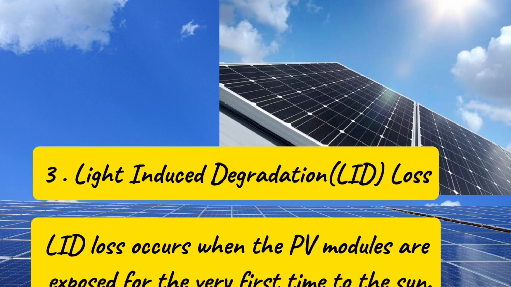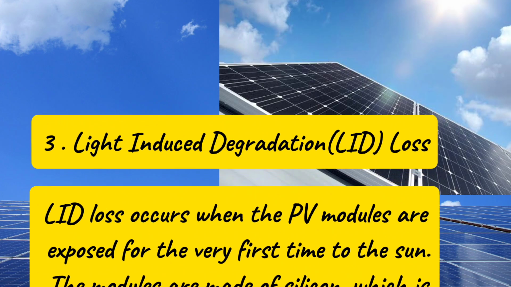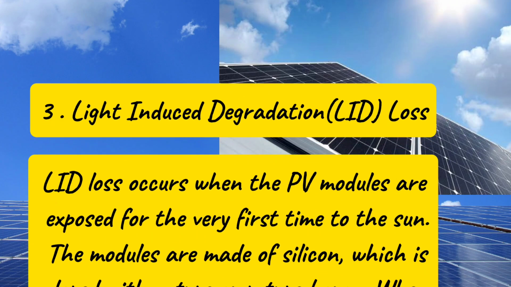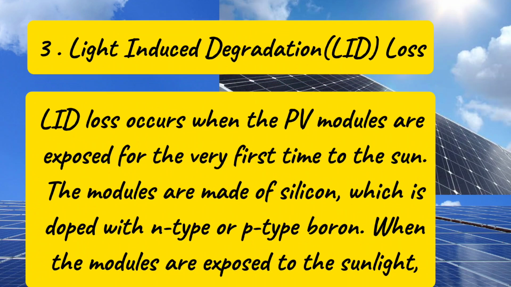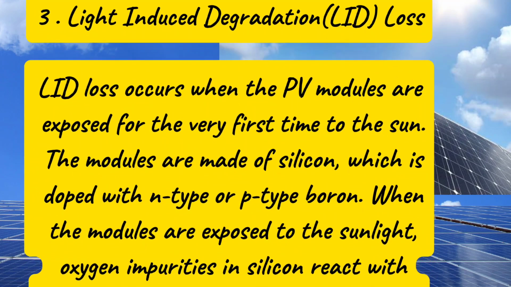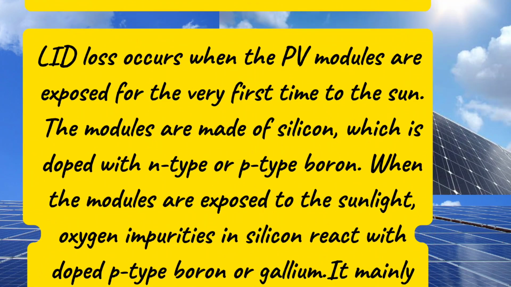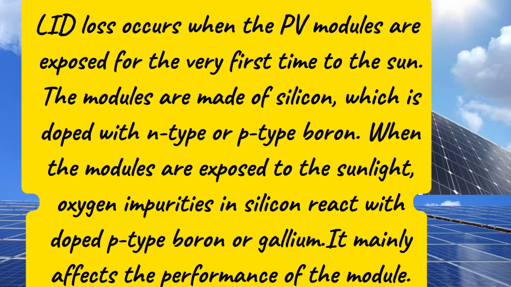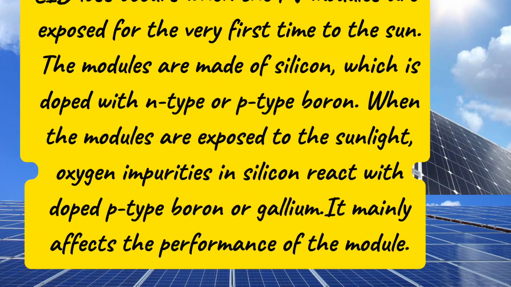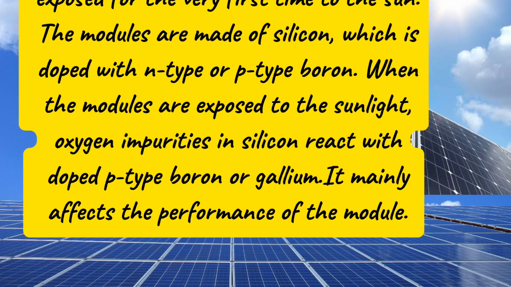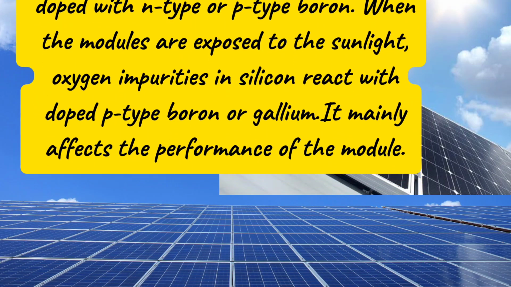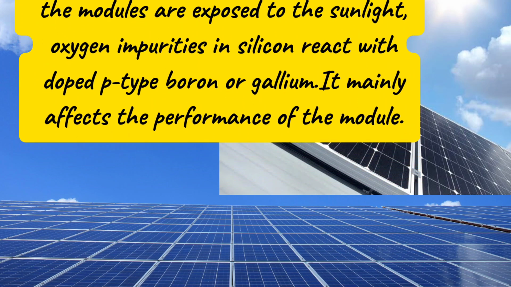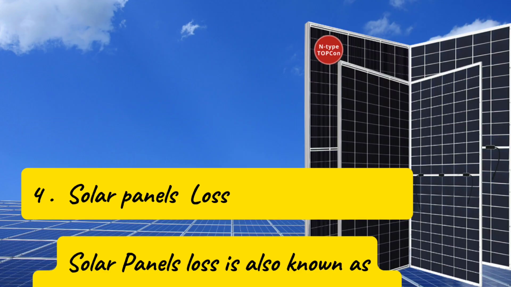Light induced degradation loss. LID loss occurs when the PV modules are exposed for the very first time to the sun. The modules are made of silicon which is doped with N-type or P-type boron. When the modules are exposed to the sunlight, oxygen impurities in silicon react with doped P-type boron or gallium. It mainly affects the performance of the module.